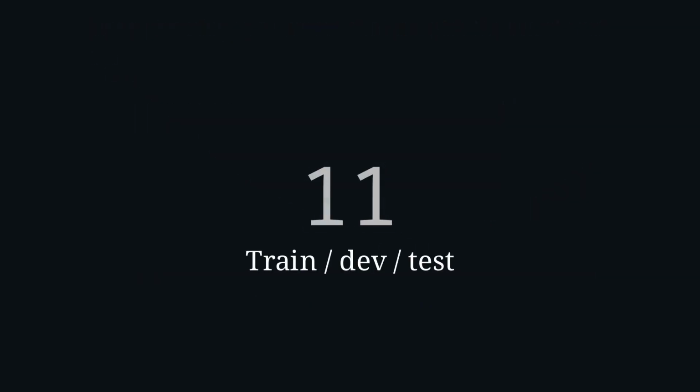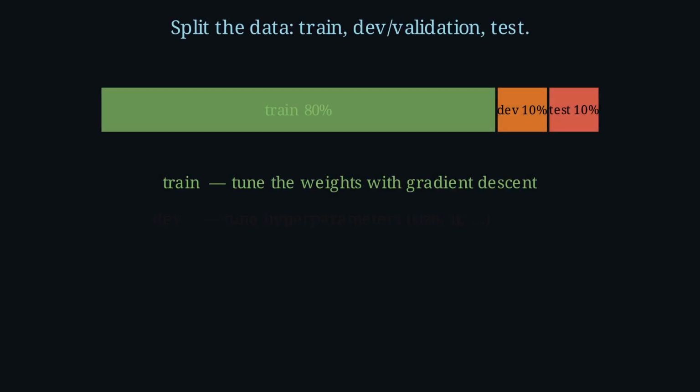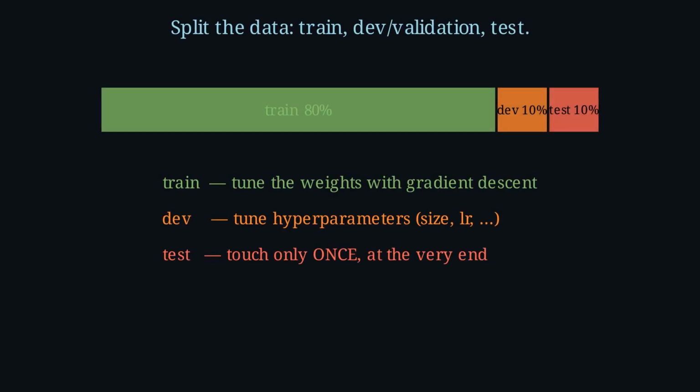Chapter 8. Splitting the data to measure honestly. As the network grows, it can start to memorize the training names instead of learning general patterns. That's overfitting. To catch it, we split the data into 3 parts.